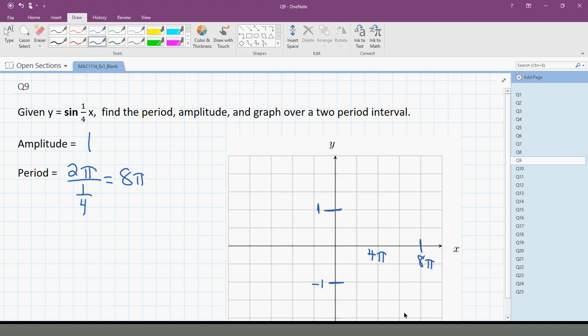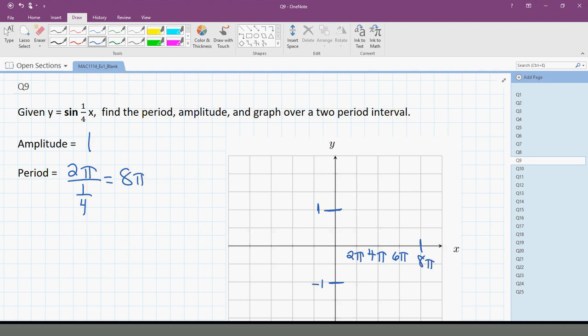4 pi. And then what's halfway between 0 and 4 pi? 2 pi. What's halfway between 4 pi and 8 pi? 6 pi. So now you just got to remember what happens on your graph.